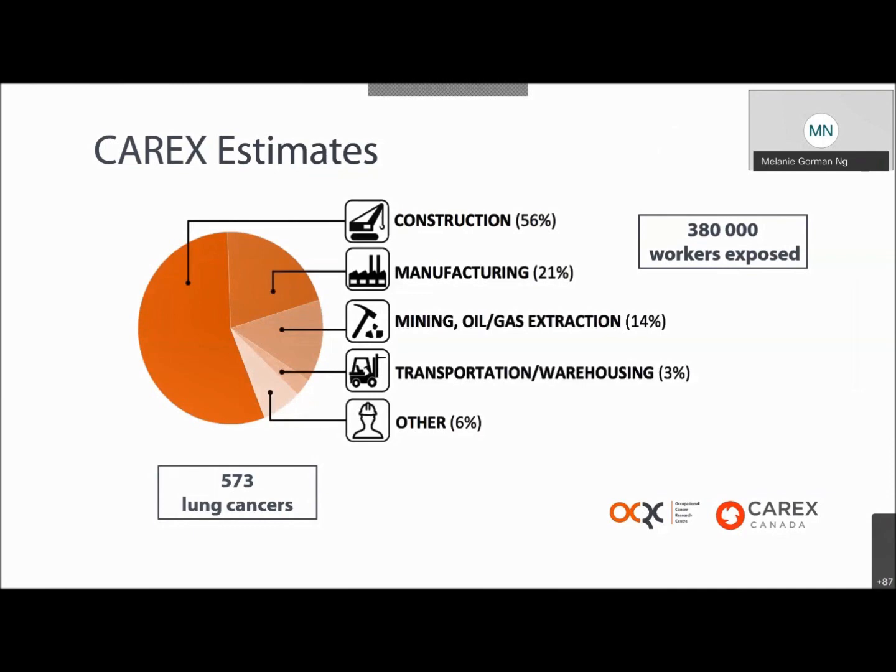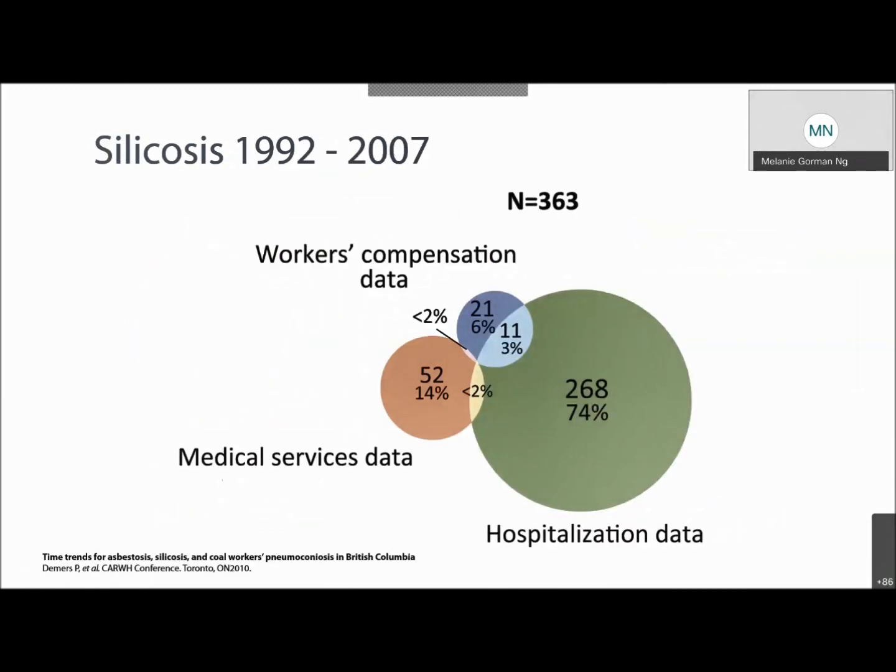So CAREX Canada has estimated that there are about 380,000 workers exposed in Canada to hazardous levels of respirable crystalline silica, and over half of those are in the construction industry, 56%. And it causes about 573 cases of lung cancer per year. It also can cause silicosis, which is a fibrotic lung disease.